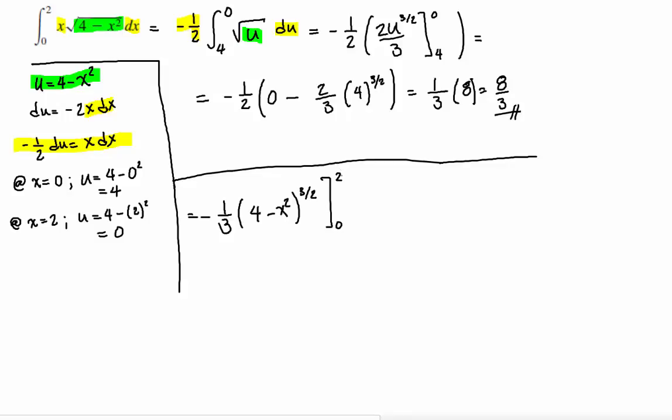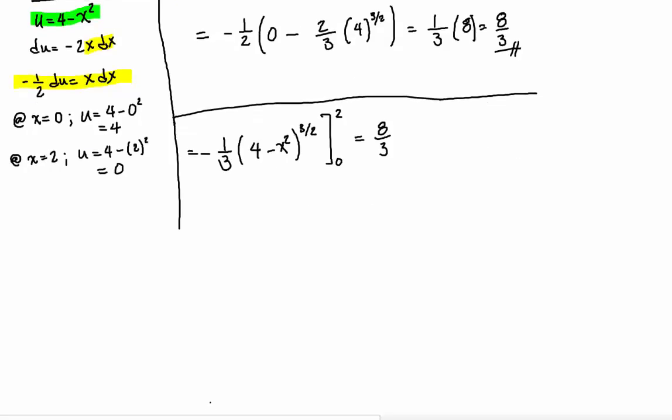If you're going to use the original endpoints, you want x's. If you're going to use the new endpoints, you're going to plug it into the u's. Just be consistent. In any case, this is going to give you the same answer. Not going to calculate it, but it gives you the same answer.